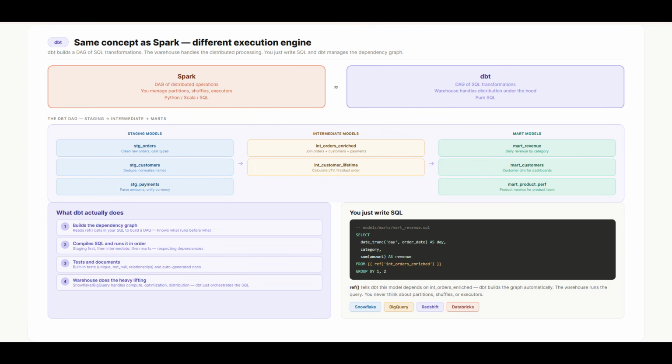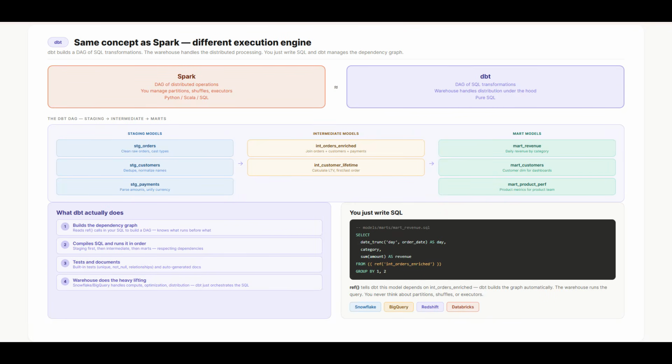Now, if you're working in a warehouse environment like Snowflake or BigQuery, dbt is doing essentially the same thing conceptually. It's building a DAG of SQL transformations, staging models that clean raw data, intermediate models that join and enrich, MART models that serve business users.